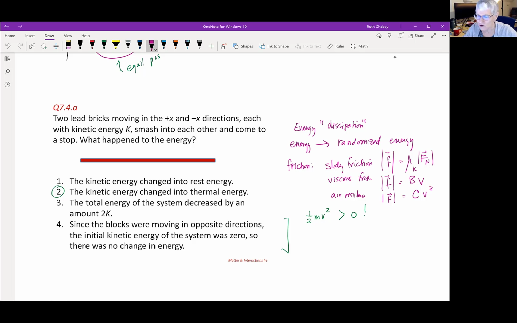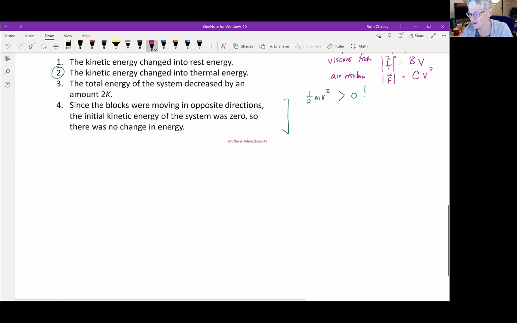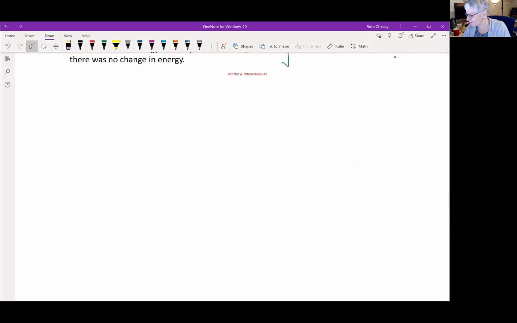So the energy is not disappearing. Dissipation maybe isn't a great term, but the energy is still there. Like when you rub your hands when it's cold, exactly. Yep, that's right.